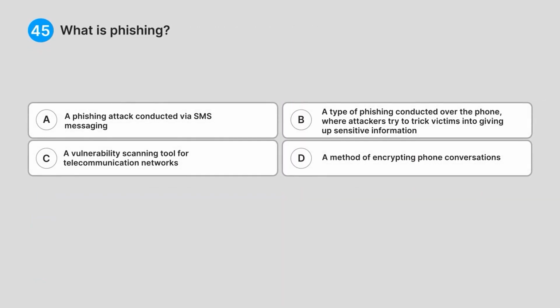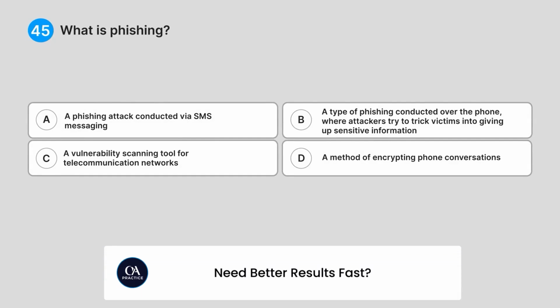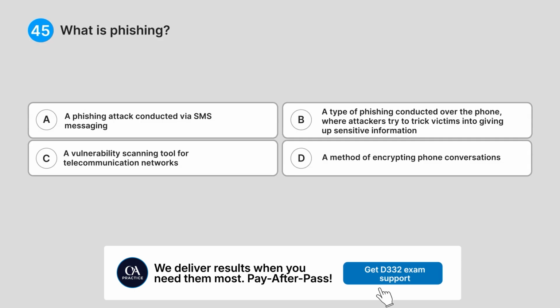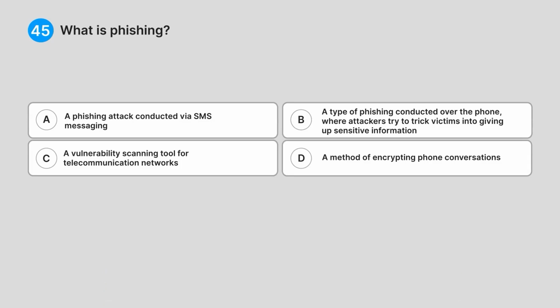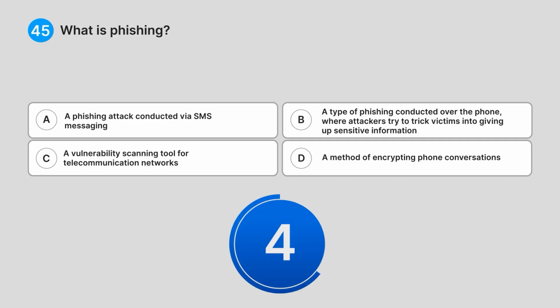45. What is vishing? A. A phishing attack conducted via SMS messaging. B. A type of phishing conducted over the phone, where attackers try to trick victims into giving up sensitive information. C. A vulnerability scanning tool for telecommunication networks. D. A method of encrypting phone conversations. What do you think is the answer?